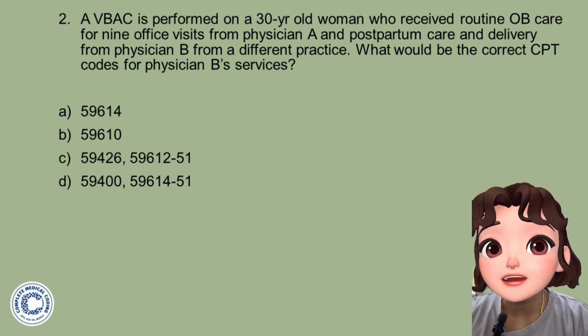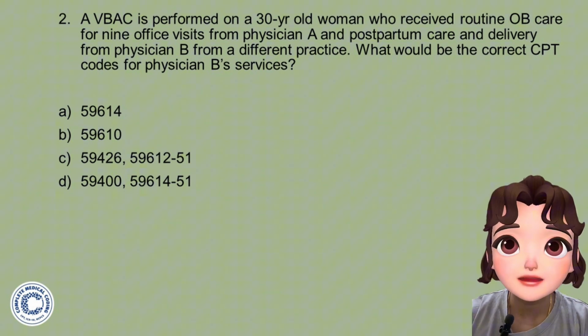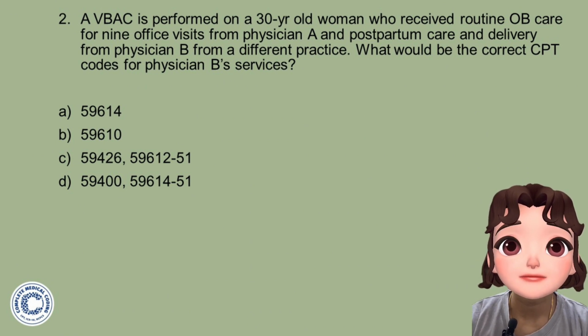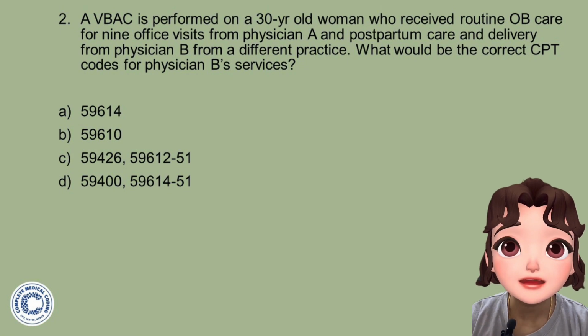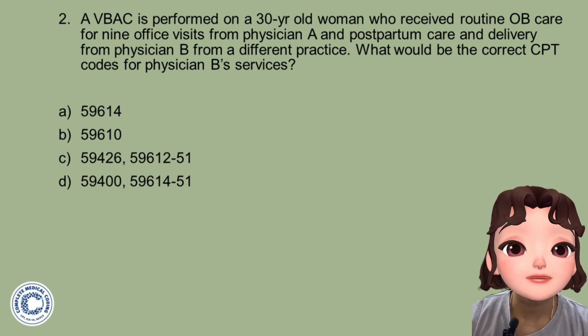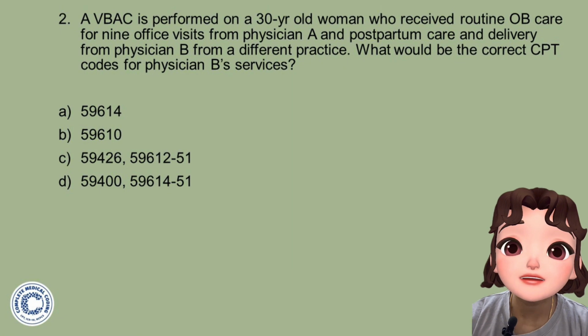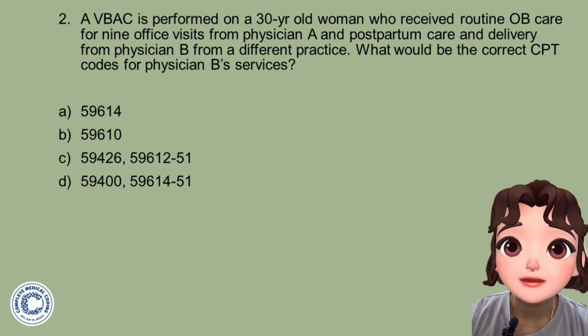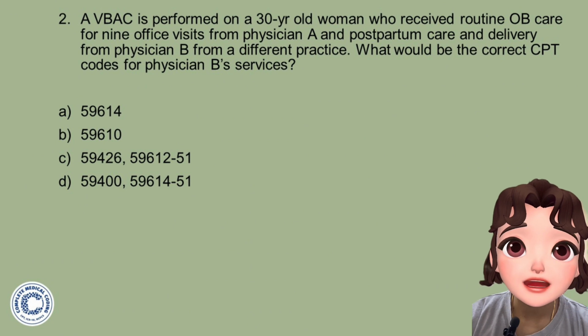What is in option B? 59610. If you go to 59610, it represents routine obstetric care including antepartum care, vaginal delivery with or without episiotomy or forceps, and postpartum care after previous cesarean delivery. So you will think that this can also be coded, but just read the description once again.